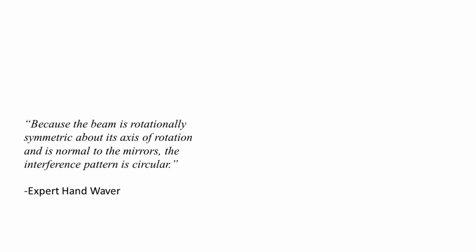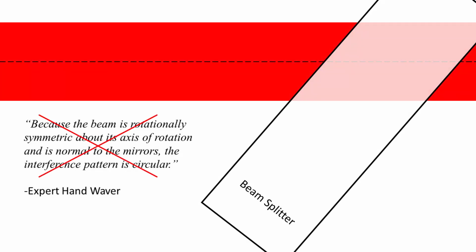The beam is normal to the mirrors, therefore it's a round interference pattern. All these hand-waving statements are unqualified. In fact, I would dispute that they're correct. Interference happens where the beam is recombined, and it's recombined at the beam splitter, which is rotated, so it's not normal to the beam, and the symmetry of the beam is broken by that rotation.